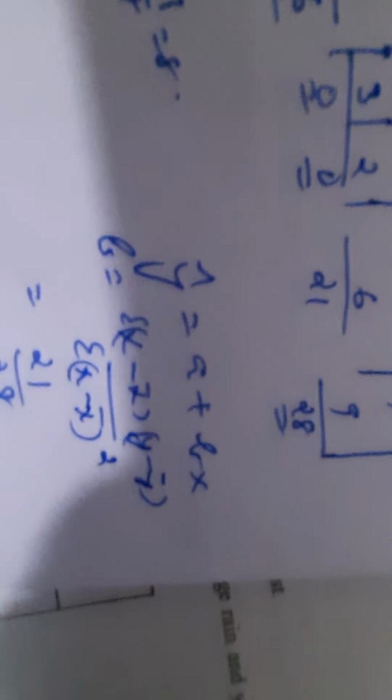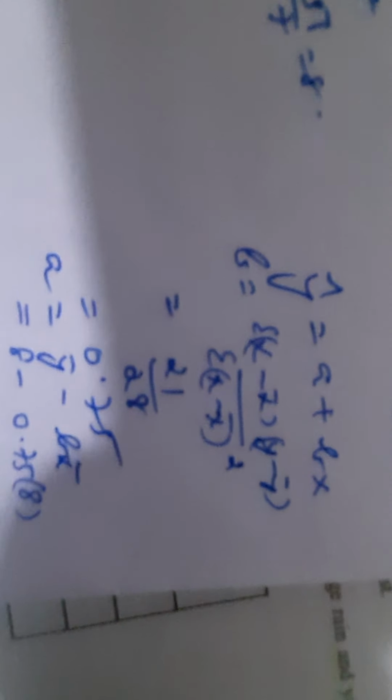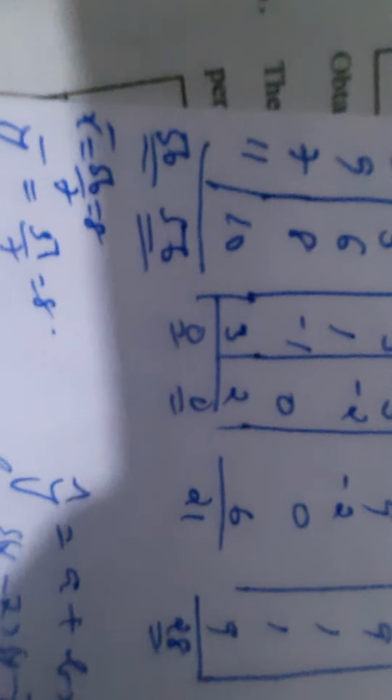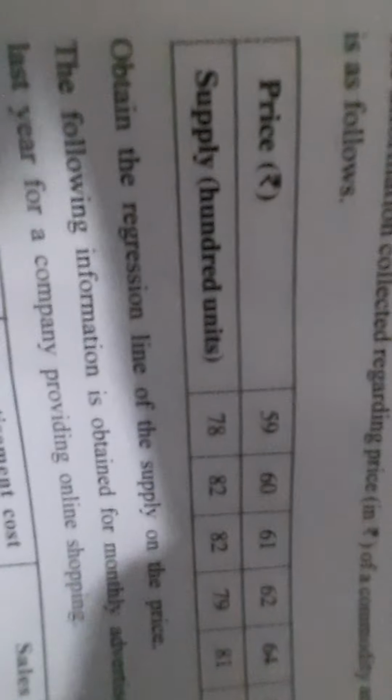Now we can write the formula y cap is equal to a plus bx. B is equal to sigma (x minus x bar) into (y minus y bar) upon sigma (x minus x bar) the whole square. That is 21 upon 28, which is 0.75. So a is equal to y bar minus b x bar, 8 minus 0.75 into 8. That is 8 minus 6 is equal to 2. Now we are in a position to write the regression line of y on x. Y cap is equal to 2 plus 0.75x. That is the answer for this question. So please underline the final answer or put it in a box.